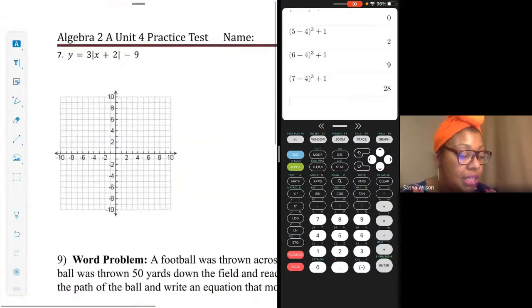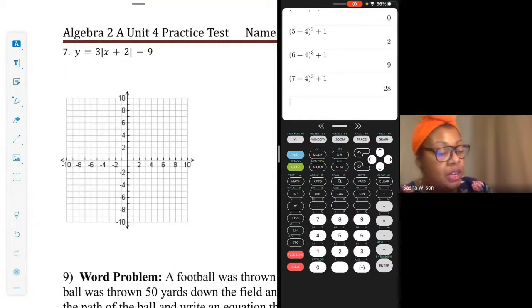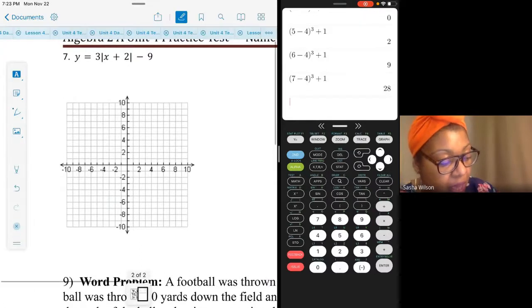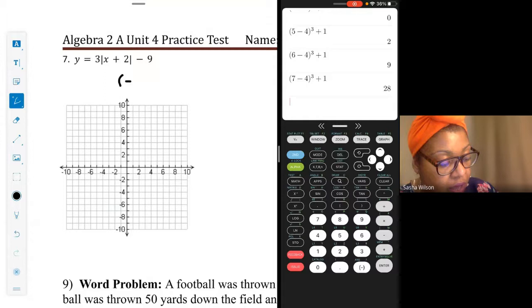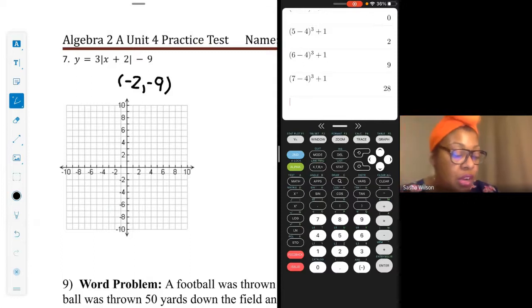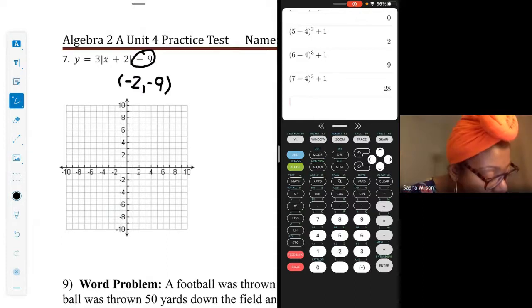So let's take a look at 2 more things that we underwent that also deal with finding that center point. So here, our center point is going to be at negative 2, negative 9. How do we know that? If I set the absolute value, that x plus 2, equal to 0, and solve, I get negative 2, and then the number at the end is our y value. So I'm going to put a point at negative 2, negative 9.